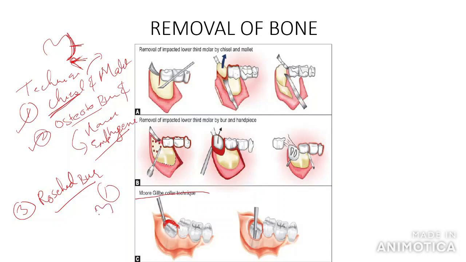See, this is a tooth and this is the bone. So you're going to remove this and form a gutter on the buccal and distal aspect. Then you're going to reach below the contour point, where you will find a point that can be used as a point of luxation. Okay.